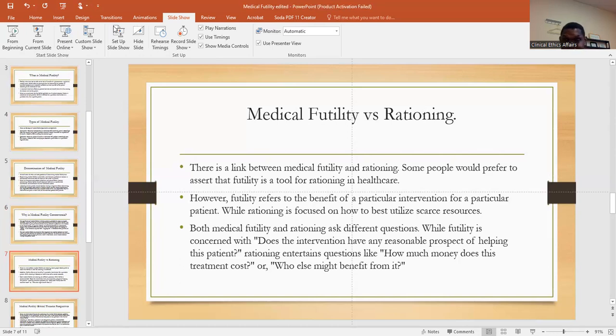Both medical futility and rationing ask different questions. While futility is concerned with, does the intervention have any reasonable prospect of helping this patient? Rationing entertains questions like, how much money or resources does this treatment cost, or who else might benefit from it?